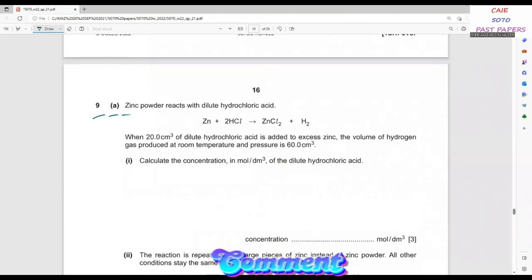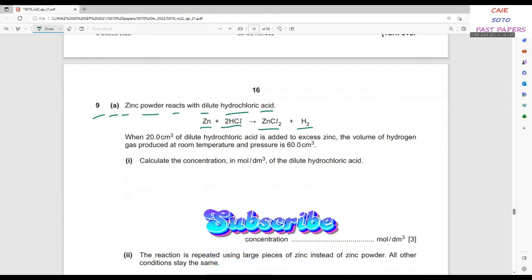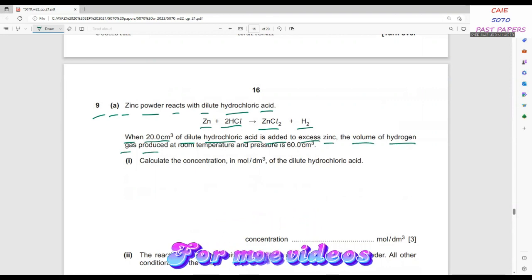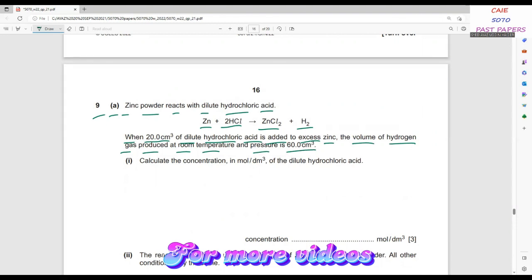Number 9A, zinc powder reacts with dilute hydrochloric acid. This is the reaction between zinc and hydrochloric acid: Zn plus 2HCl gives ZnCl2 plus H2. When 20 centimeter cube of dilute hydrochloric acid is added to excess zinc, the volume of hydrogen gas produced at room temperature and pressure is 60 centimeter cube. Calculate the concentration in mole per dm cube of the dilute hydrochloric acid.